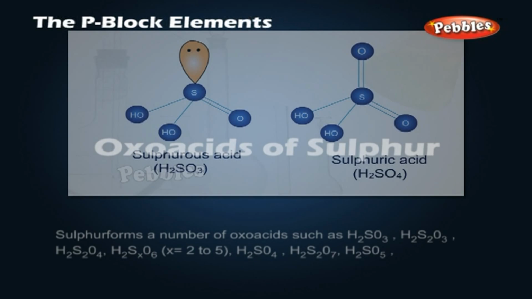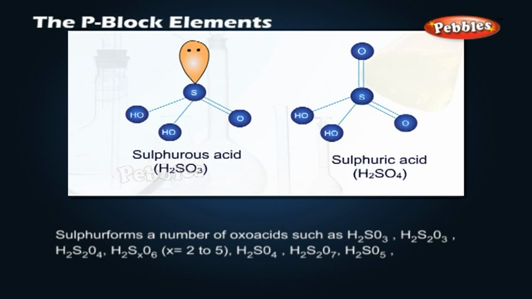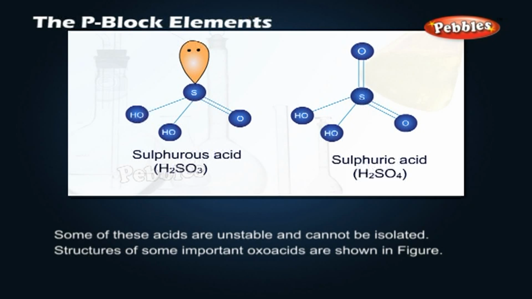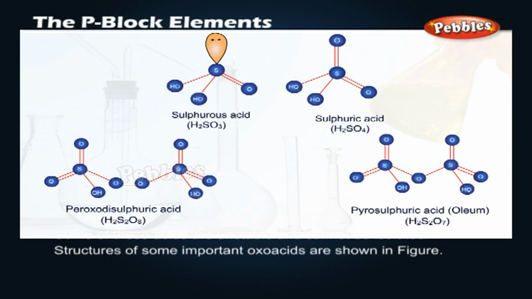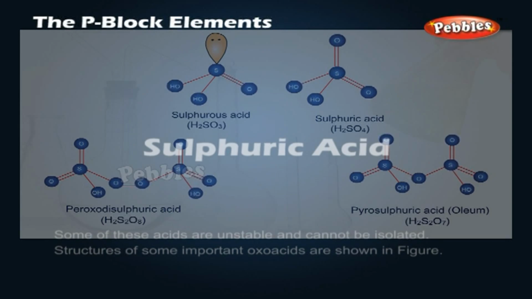Oxoacids of sulphur. Sulfur forms a number of oxoacids such as H2SO3, H2S2O3, H2S2O4, H2S2O6, H2SO4, H2S2O7, H2SO5. Some of these acids are unstable and cannot be isolated. Structures of some important oxoacids are shown in the figure.